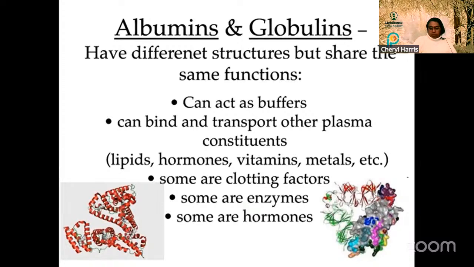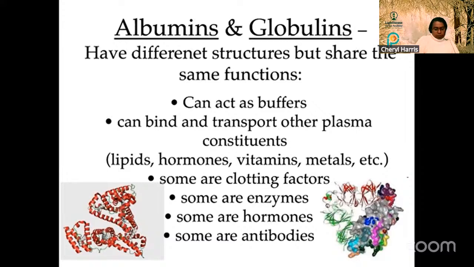Some of the albumins and globulins are hormones themselves, and some of them are antibodies, and antibodies are one of the key structures in your body responsible for your immune system. Along with the white blood cells, antibodies are key. We'll get more into antibodies in another set of notes.